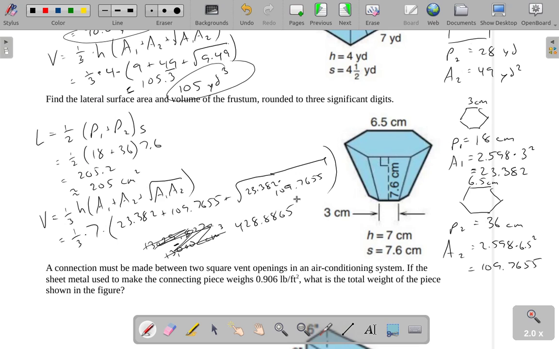428.8865. If I round this to 3 significant digits, that's this place right here, so we get 429. I'm rounding up because the next digit is an 8, and this would be in cubic centimeters. Okay, that seems more reasonable to me.